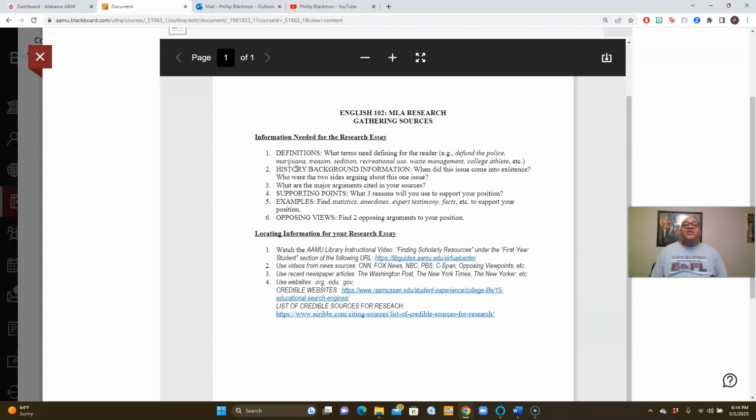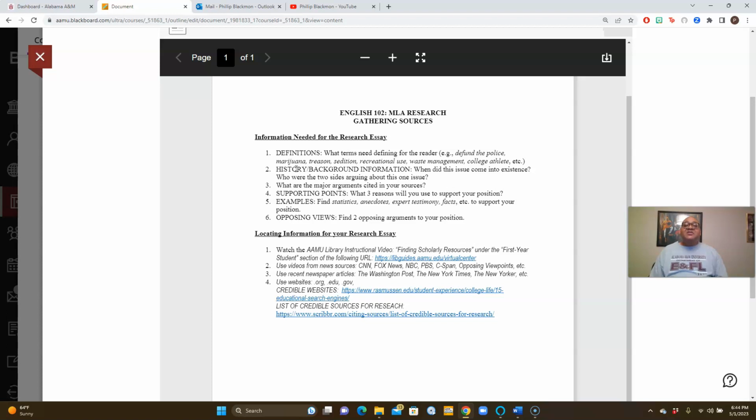For example, look at the examples here. What does defund the police really mean? Give me some definition. Tell me how defunding the police works. Definition isn't just "defund the police is just this." That's a one sentence definition. But you also want to tell me how it works, right? So when you gather information for your paper, you have to be very careful. Definition is not just Merriam-Webster's definition.